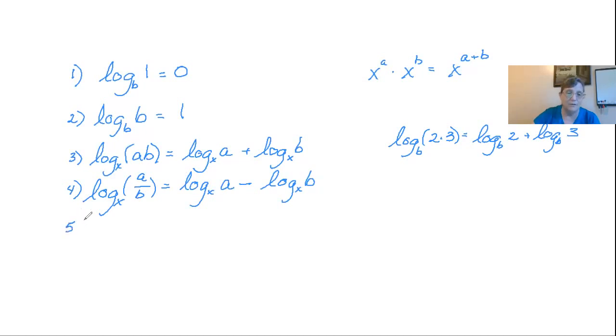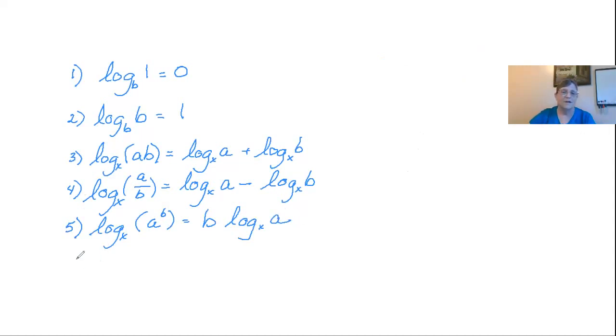And a power to a power means multiply your exponents. So log of a raised to the b, well, it turns out that you can bring the exponent down in front, and it's b times the log of a. There are a couple more rules.